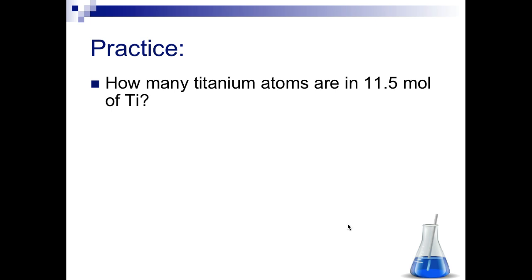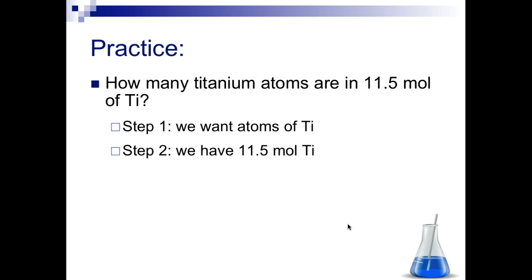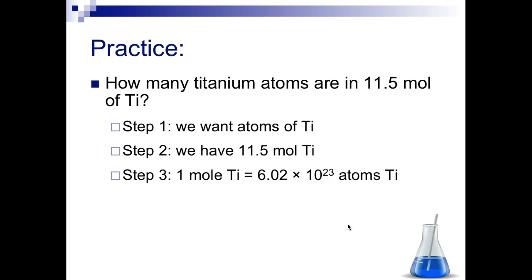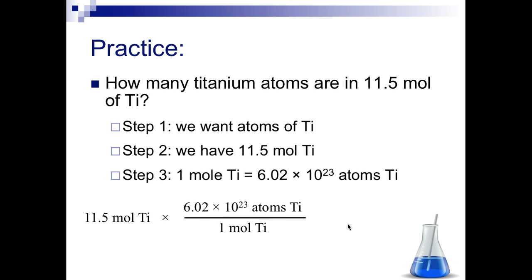All right, welcome back. So what did you do? Step 1, what do we want? We want atoms of titanium. We're given moles of titanium, and we know that 1 mole of titanium has 6.02 times 10 to the 23rd atoms of titanium. So we're going to start off with our 11.5 moles of titanium.